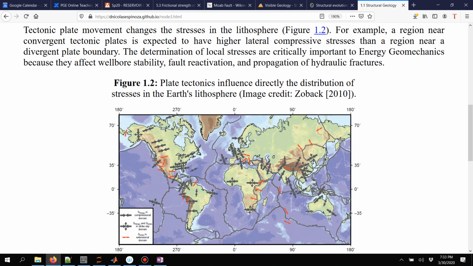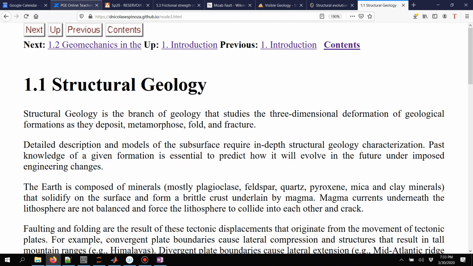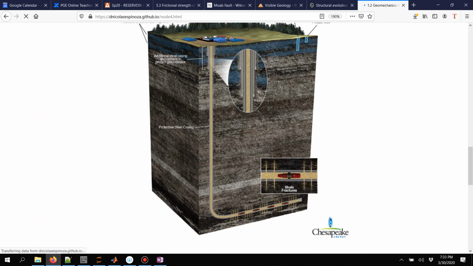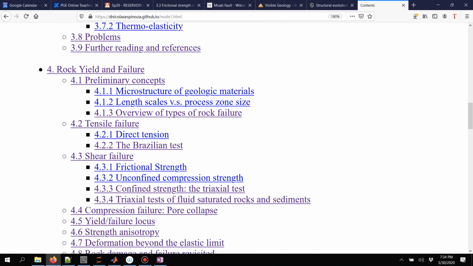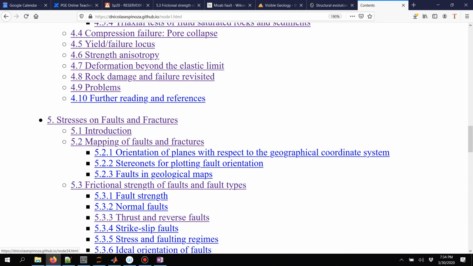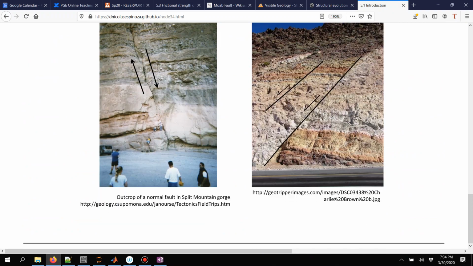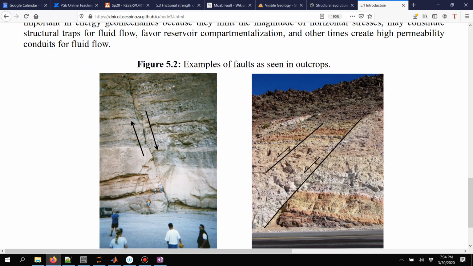If we take a look at these other pictures over here, let me get to the pictures of the faults. Right here, again, those faults are there because they have some strength. They have been displaced with time, but right now they are at equilibrium. And that's going to depend on the strength of the fault.